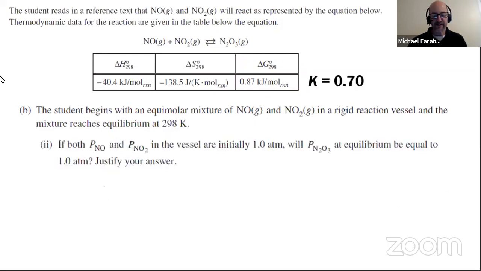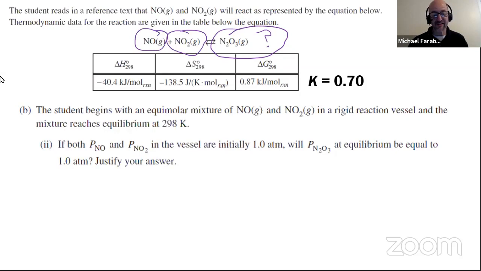Next part of this question says, if the pressure of the nitrogen monoxide is 1 atmosphere, and the pressure of the nitrogen dioxide is also 1 atmosphere, will the pressure of the N2O3 be 1 atmosphere at equilibrium? Look at that value of K. Is that relatively large or small? Well, K is less than 1.